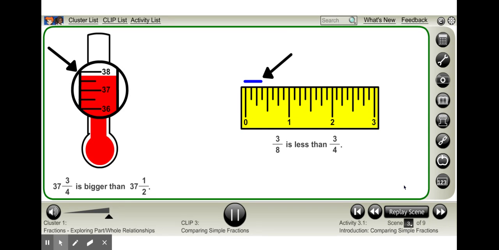There are many different strategies to mentally compare the sizes of fractions quickly and easily. We're going to look at 3 of them.